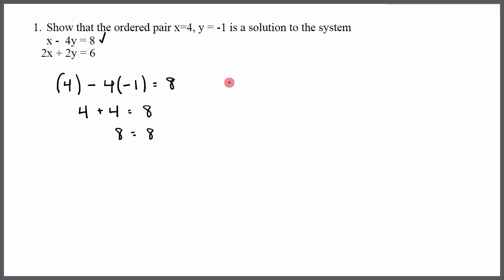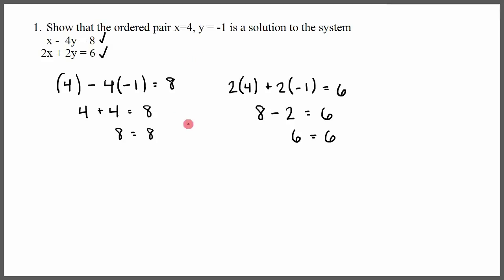So we plug in x equals 4, and we plug in y equals negative 1, and it should be equal to 6. Simplifying this, we get 8 minus 2, and this does equal 6. So 4, negative 1 is also a solution to the second equation. So we just found out that the ordered pair x equals 4, y equals negative 1 is a solution to this system of equations.